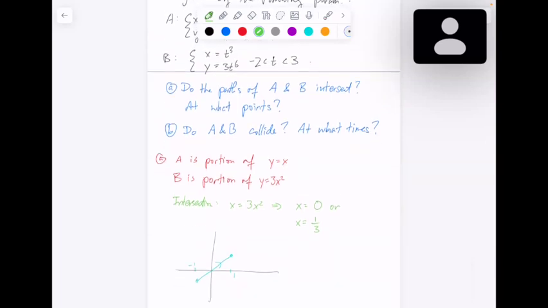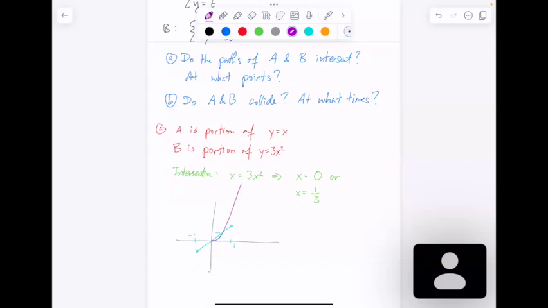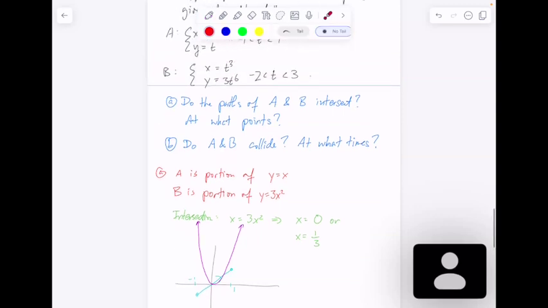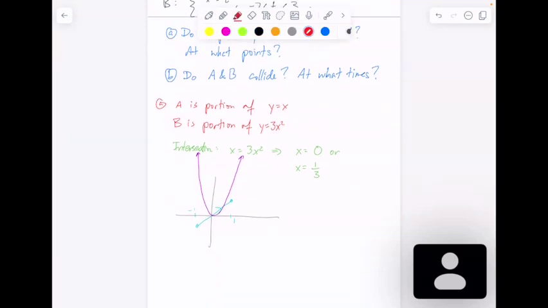X goes from -2 to 3. So let's do something for B. So B looks like this, and I can't really draw the endpoints in this scale, but you hopefully see the point. At t equals -2 it's probably somewhere up here, and at t equals +3 you're probably somewhere way over here, right? So you travel from here all the way up there. Okay, so there are two intersection points, and they are given to you here and here.